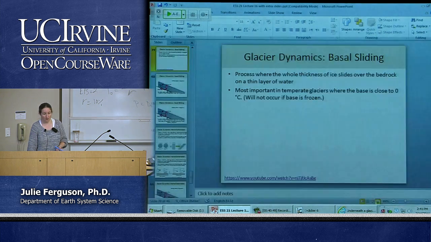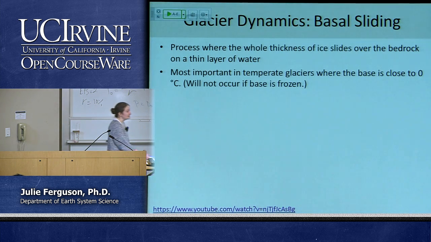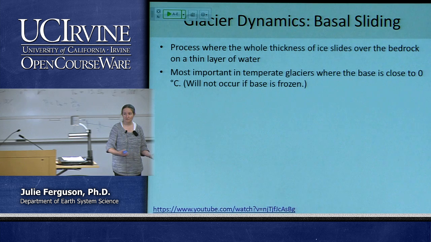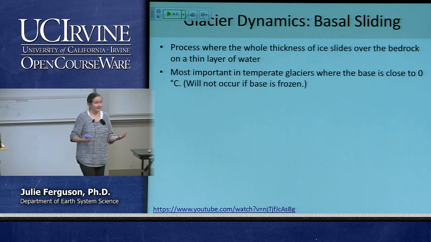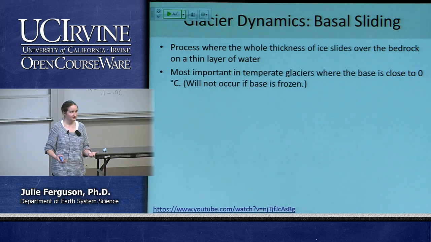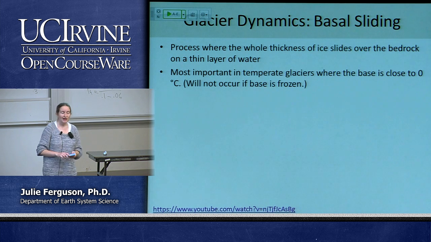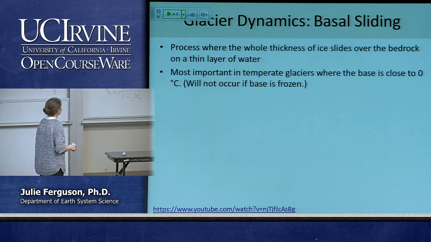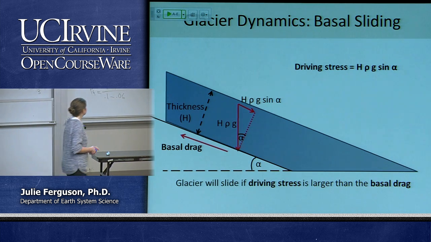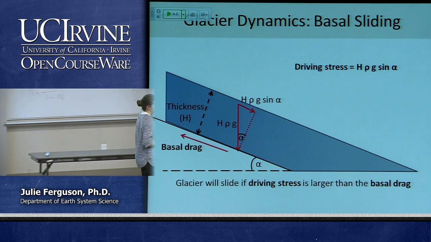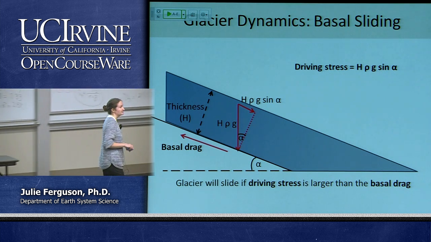But what happens then where our ice is frozen to the base, where we don't have this water underneath? Our glaciers still flow in Antarctica and everything else. They don't just sit there. So how do they move? Okay. So first of all, let's think about basal sliding a bit more carefully.